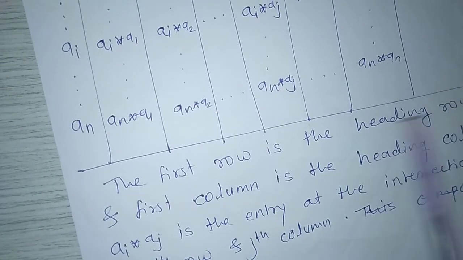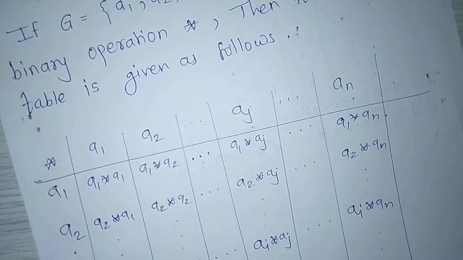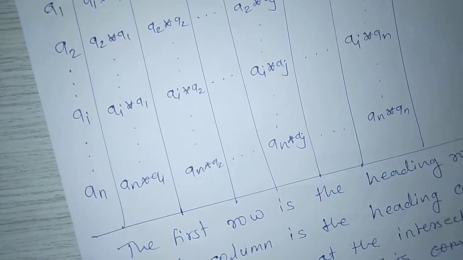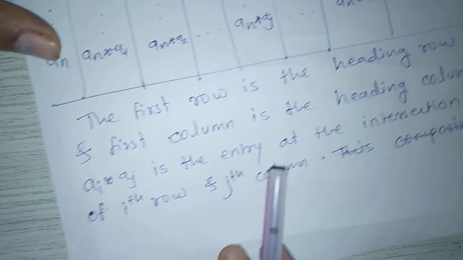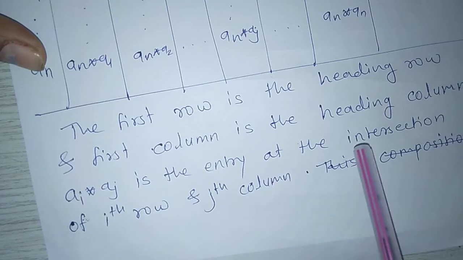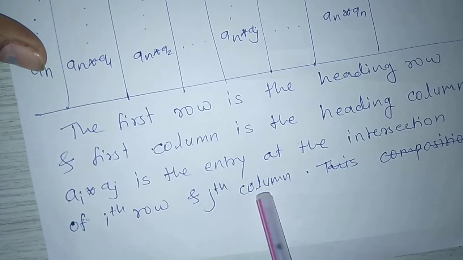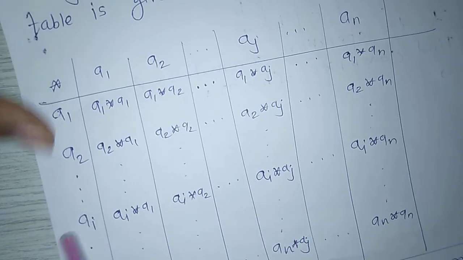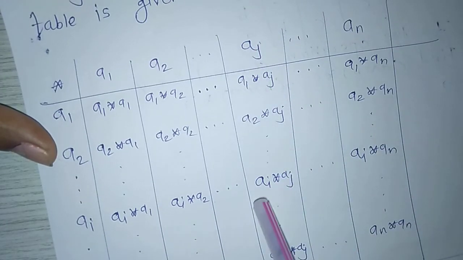The first row is the heading row and the first column is the heading column. Ai star Aj is the entry at the intersection of the ith row and jth column, that is, the intersection of Ai's row and Aj's column.